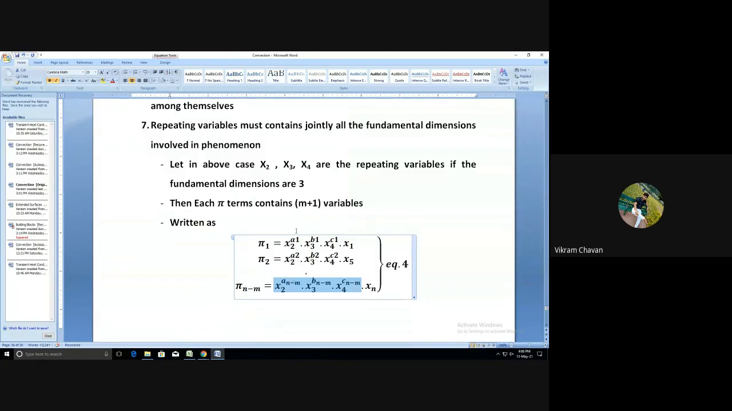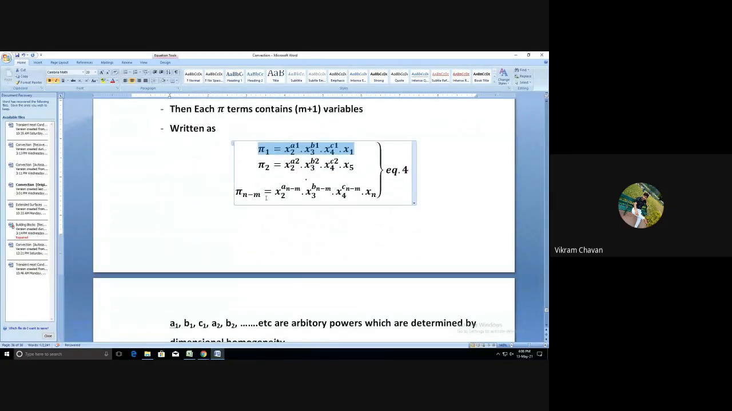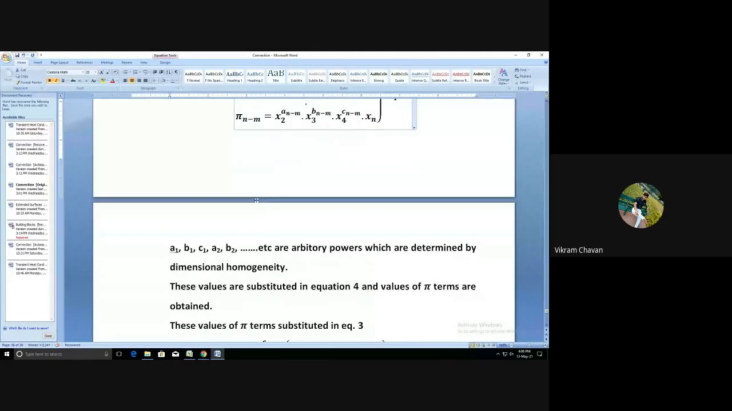Now, for this particular equation, we have to apply the homogeneity equation for these pi terms. The pi terms are already dimensionless, so they have the dimensions of M raised to 0, L raised to 0, T raised to 0, theta raised to 0. By equating the dimensions of all the variables in that pi term, we have to determine the arbitrary constants a1, b1, c1. We have to evaluate the arbitrary constants for each pi term.